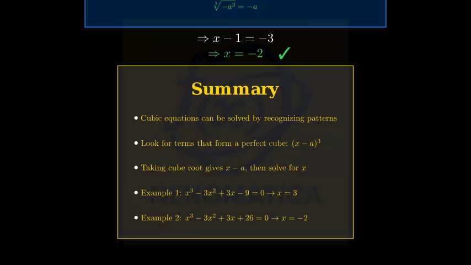In our examples, we found that for the first equation, the solution was x = 3. For the second equation, the solution was x = -2. This method works well for cubic equations that can be written as a perfect cube. For other cubic equations, you might need different approaches like the factor theorem or synthetic division.